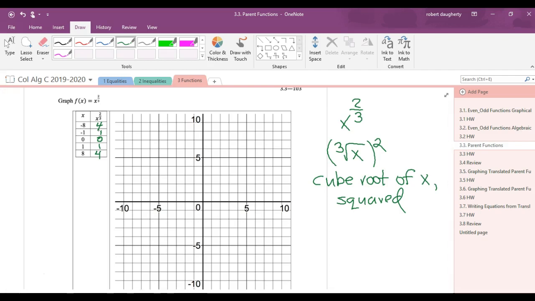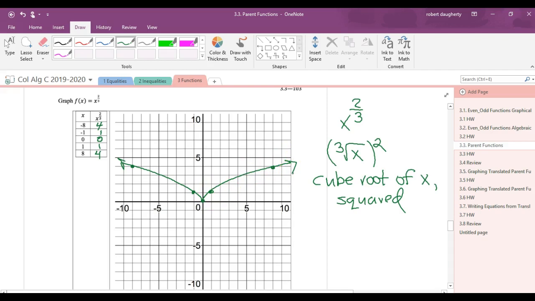So in this one, you're not going to have to be doing a whole lot of calculator stuff. If you start to memorize what the function looks like, this one is the one we said was the seagull. You'll see this. So -8, 4. So 1, 2, 3, 4. -1, 1. 0, 0, 1, 1, 8, 4. What you see this function doing is this.